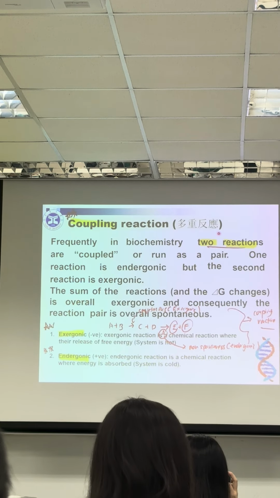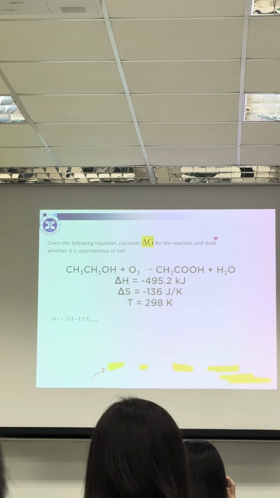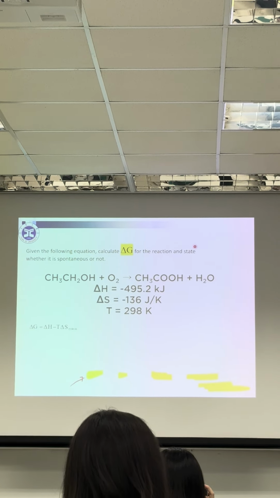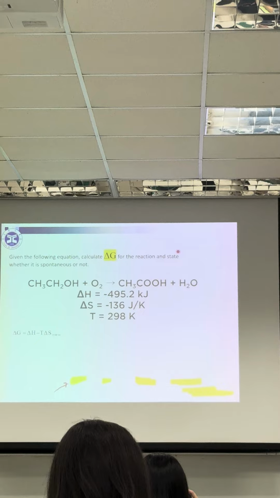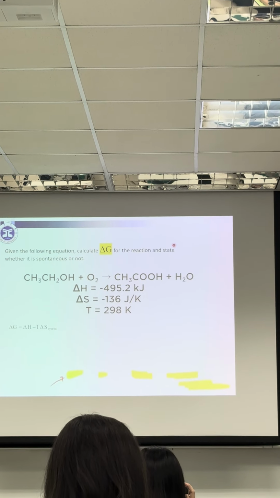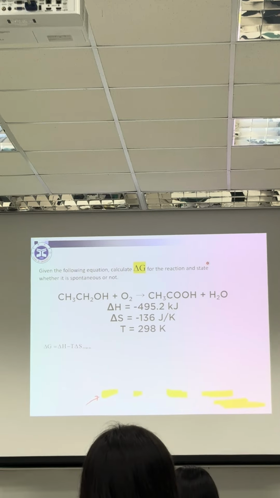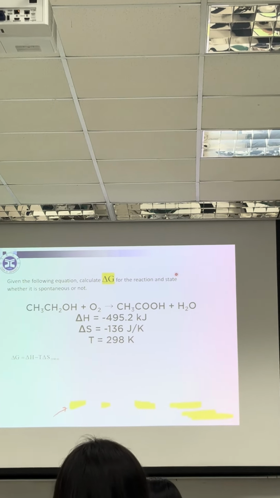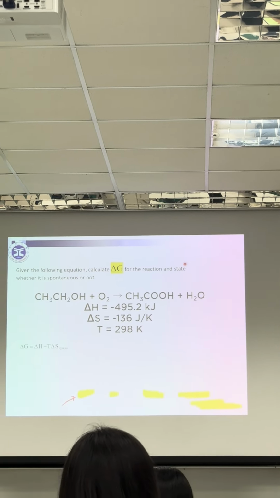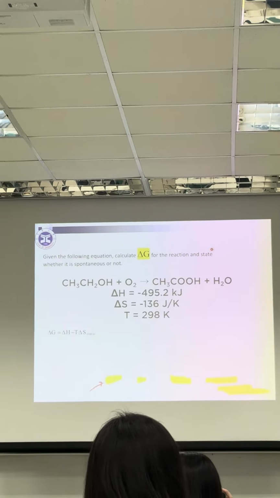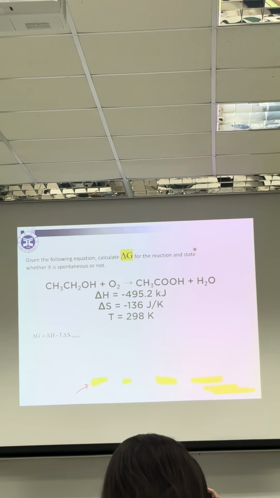The question will give something like this. The enthalpy value, delta H, will be given. The temperature will also be given. Check the question carefully, whether it is 30 degrees or perhaps room temperature. If it's room temperature, what is the value?